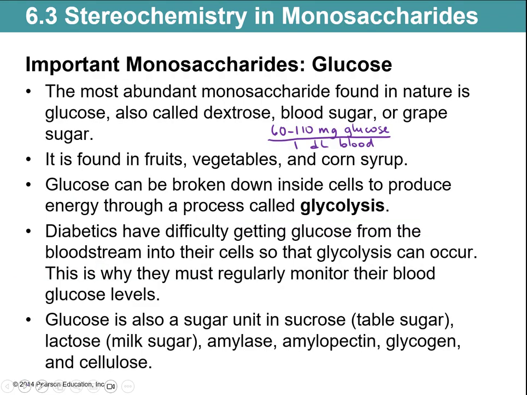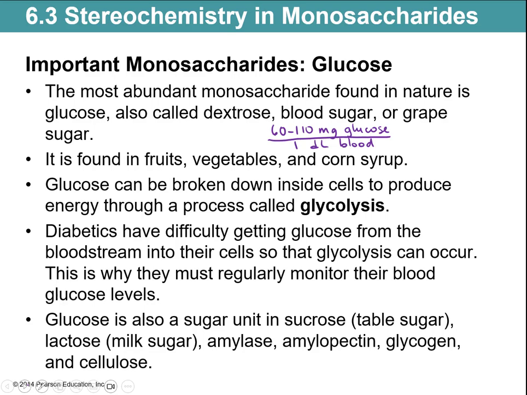Okay, so we're going to talk about the most important, the most abundant monosaccharide that's found in nature, which is called glucose. You also know it as blood sugar. You've probably heard of it called dextrose as well. Sometimes they call it grape sugar. It's found in fruits, vegetables, and corn syrup is a good example. But glucose, remember, is also part of disaccharides.